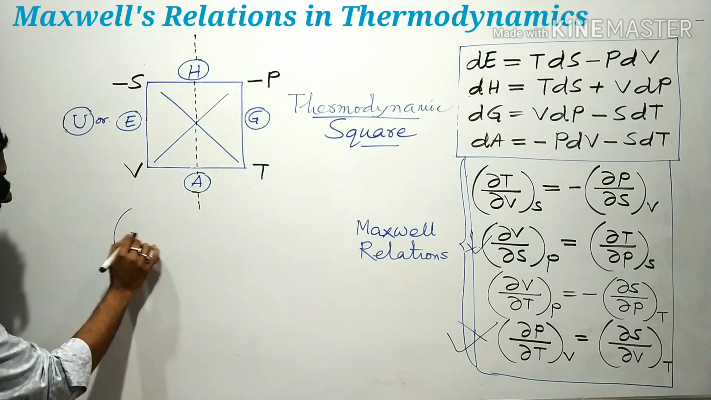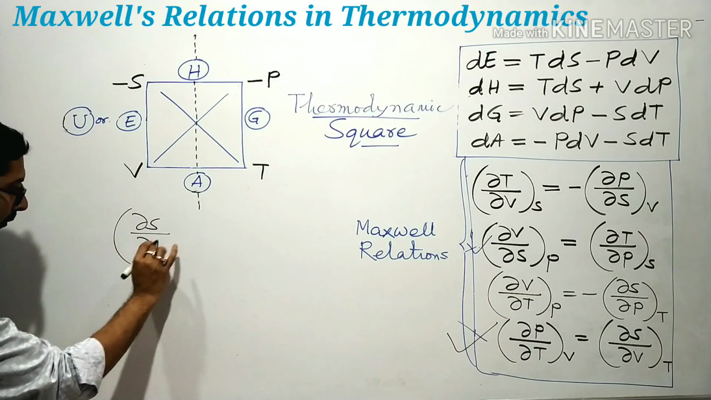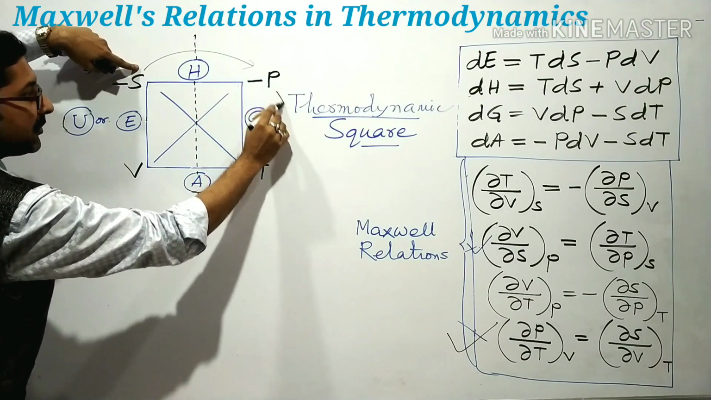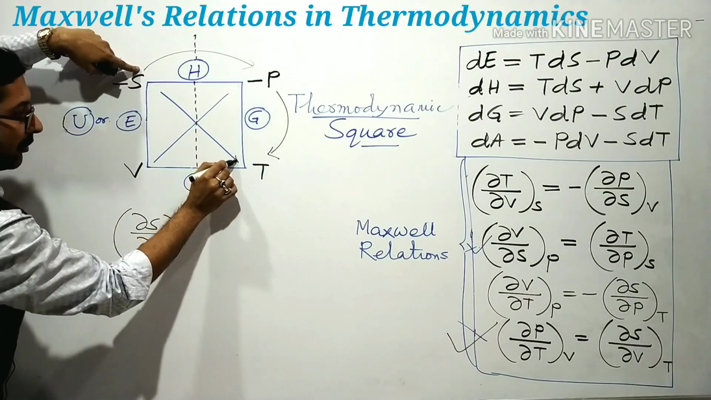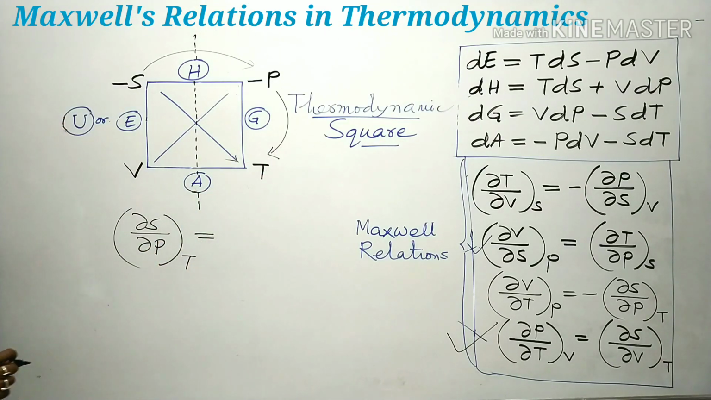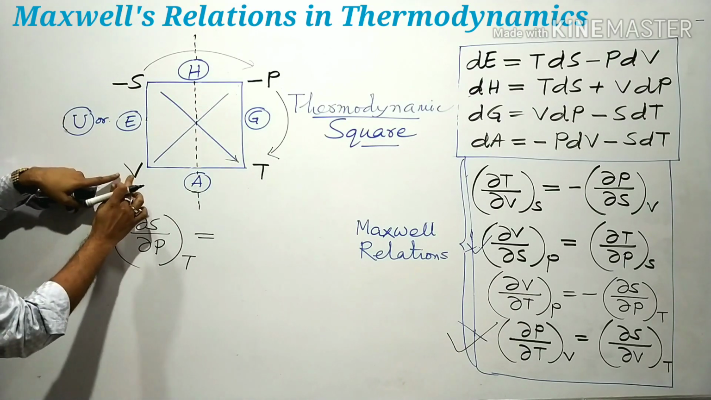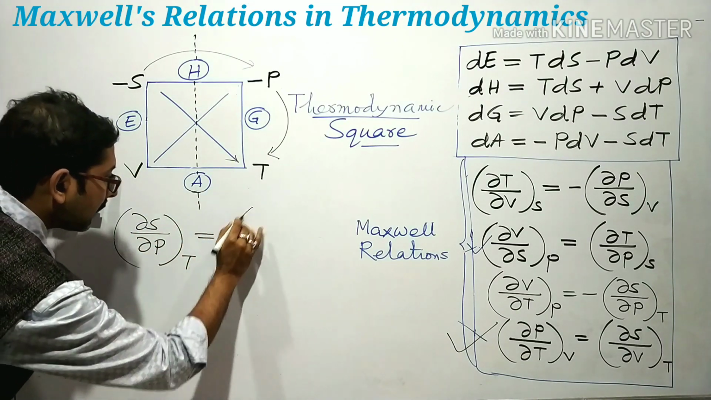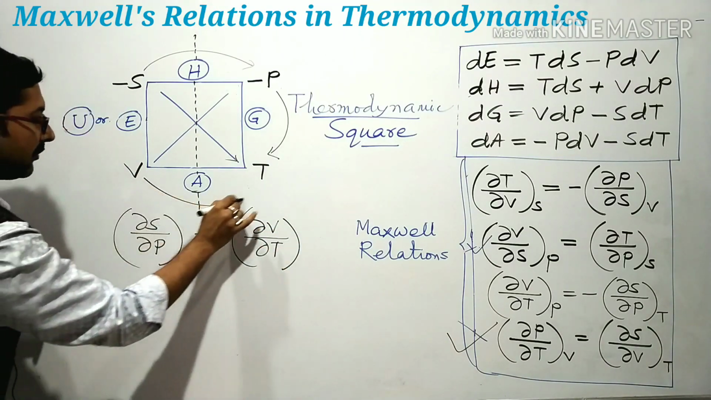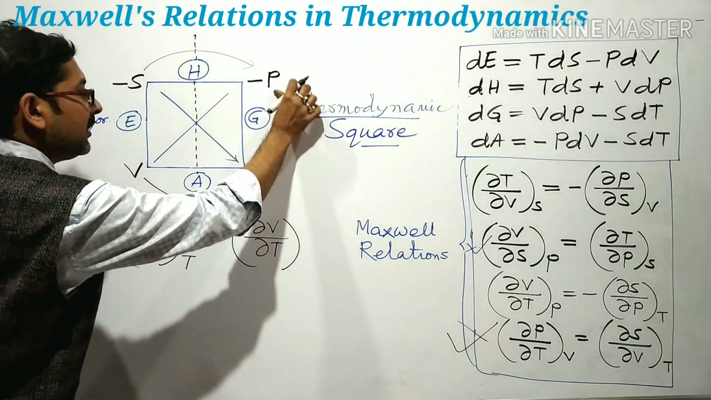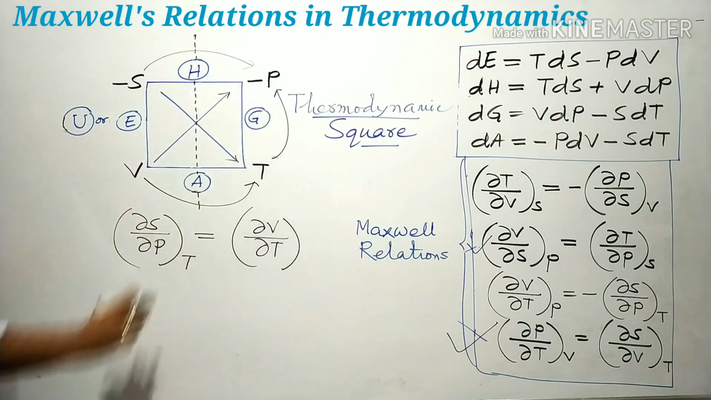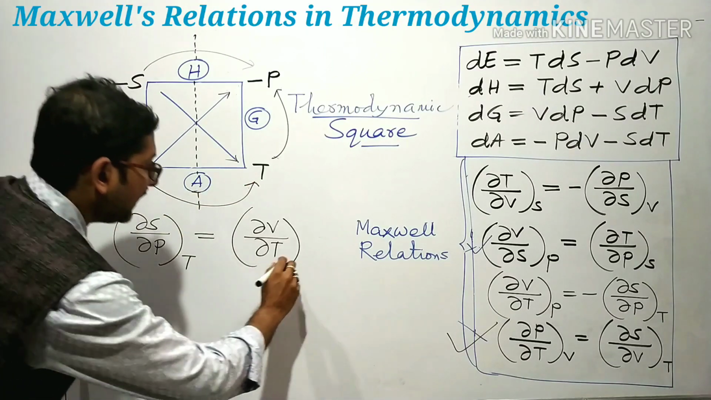So del S del P, we can write del S del P, and we are starting from here. Del S del P, this is a clockwise turn, P to T, so this is our constant term: del S del P at constant T. This will be equal to del V del T. Del V del T, so we are turning from here to here, so the constant term will be the opposite vertical from the starting point, V to P. So this is a constant term: del V del T at constant P.